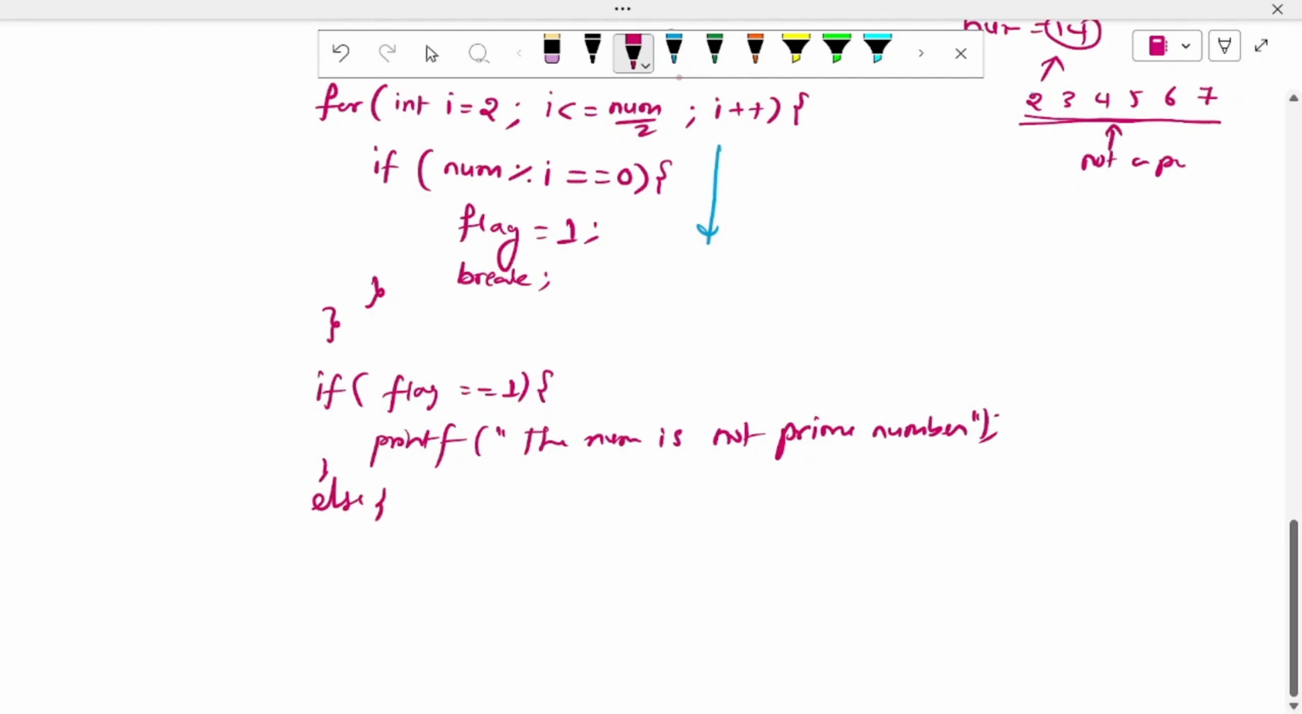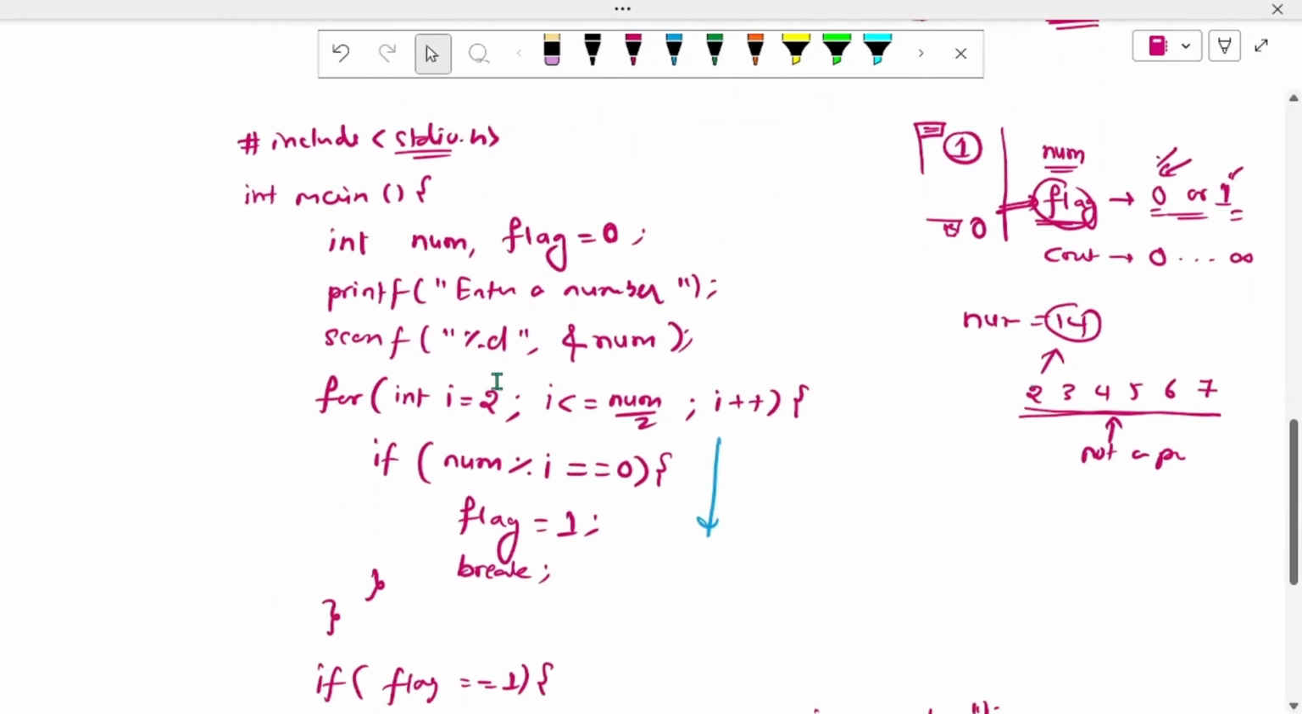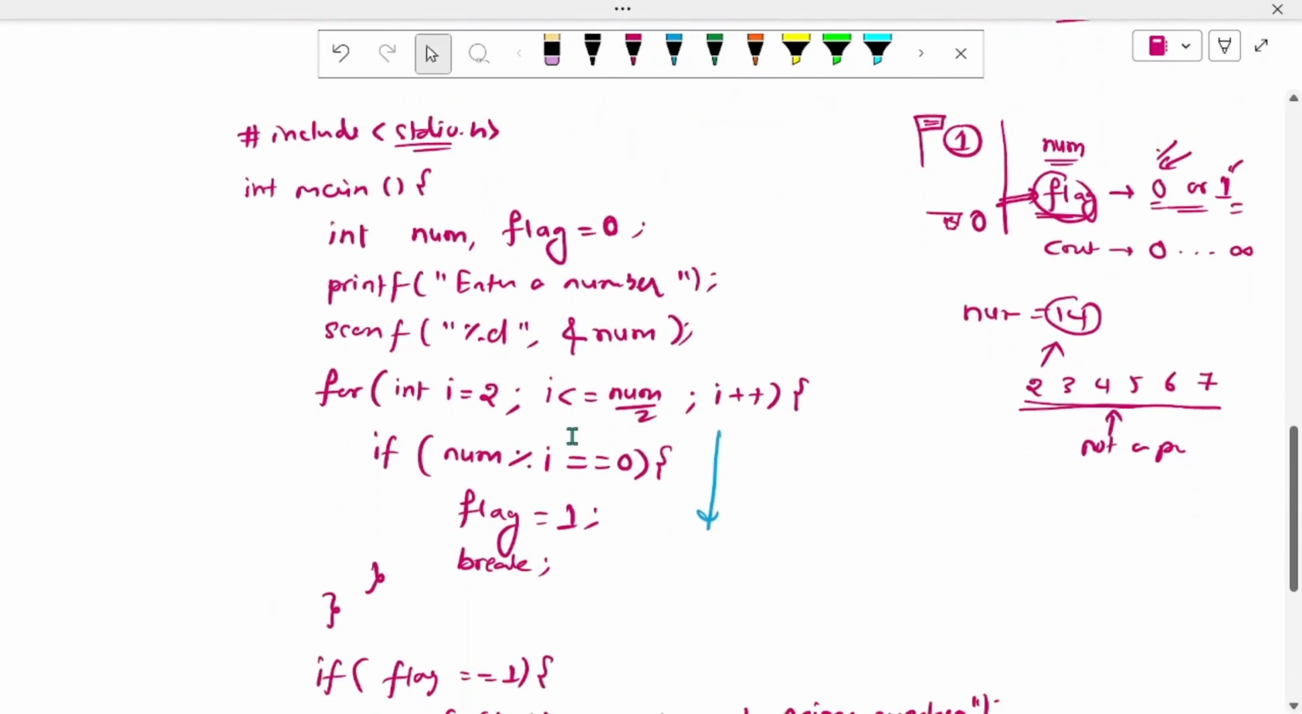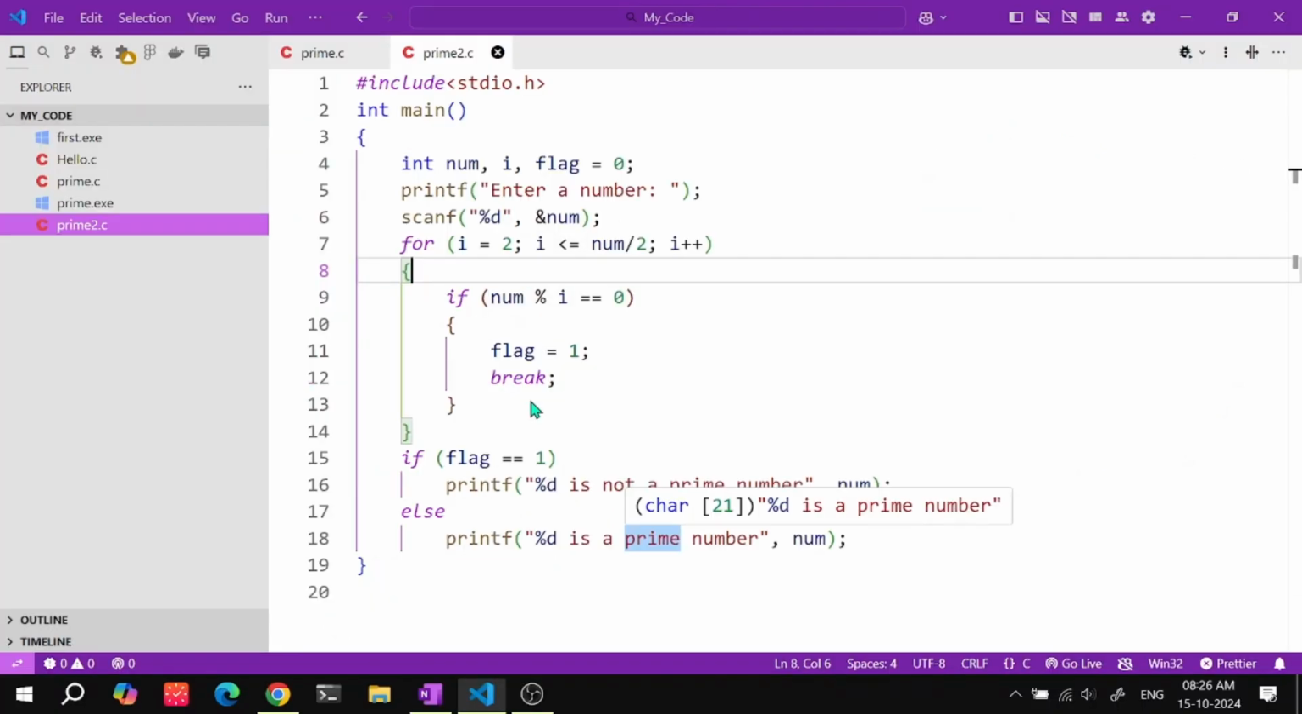Else, printf "the number is prime". That's all. This is actually the program for identifying whether the user input is prime or not. Now we'll go for execution. Already I have written the code, which is almost similar.